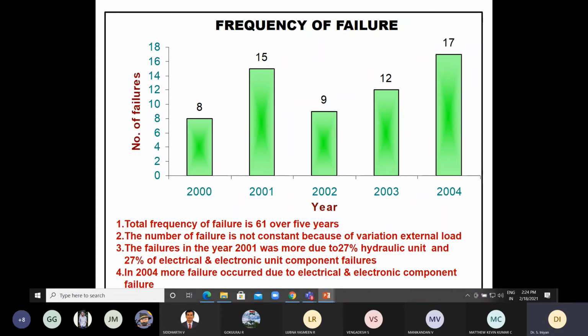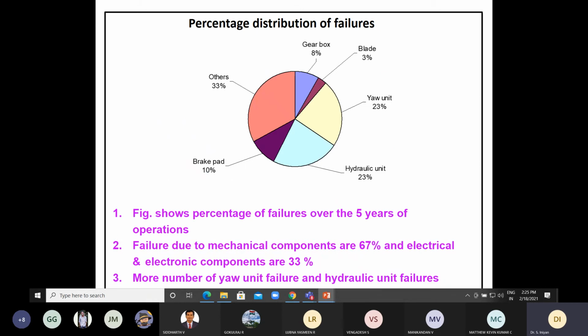So you may find out the number of failures between the years 2010 to 2020, how many failures occurred over the last 10 years. You can take the data from the website, so it is available, right? And here are the percentage distributions of the failures.